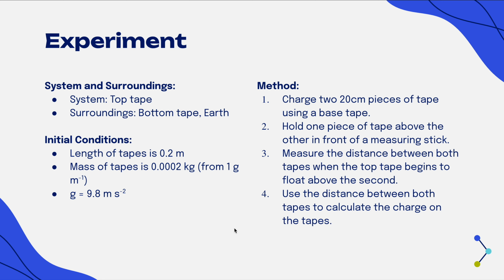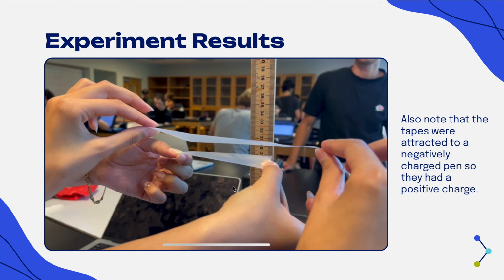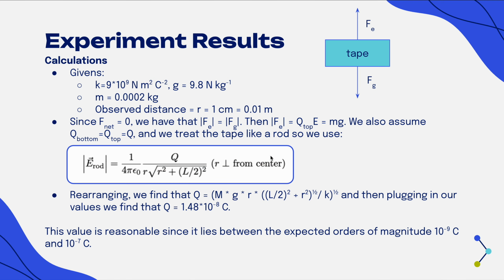So for the experiment, the system is the top tape and the surroundings are the bottom tape and the Earth. These are our initial conditions. Essentially, what we did is we held the one tape below the other and saw how much the other one rose. And we found that that was about 1 centimeter of separation at its highest point.